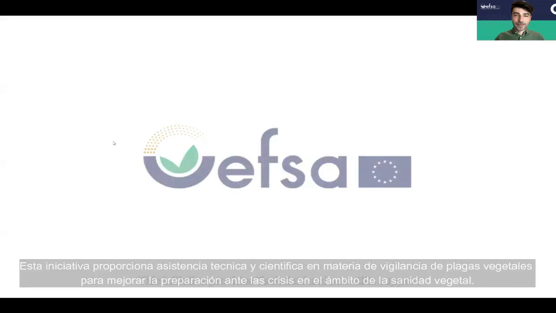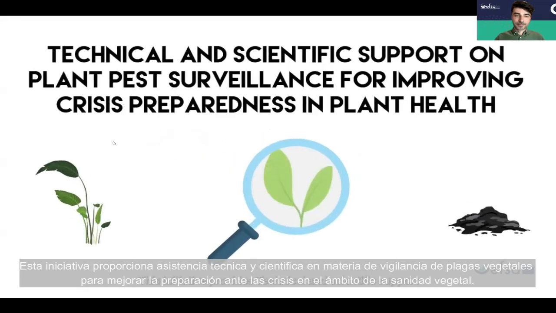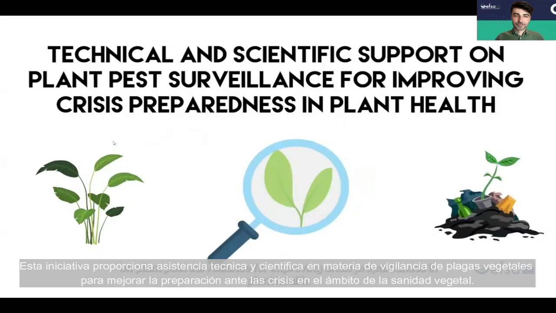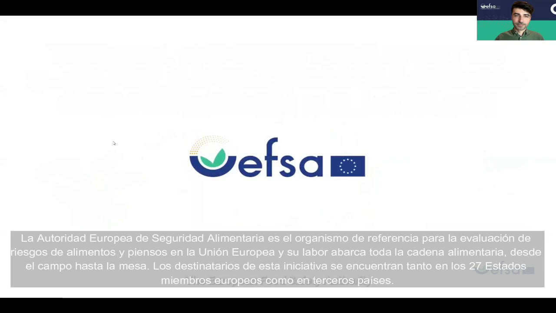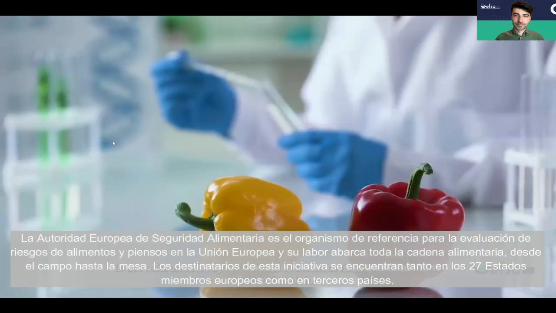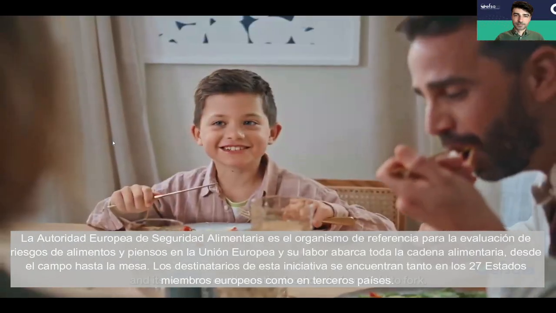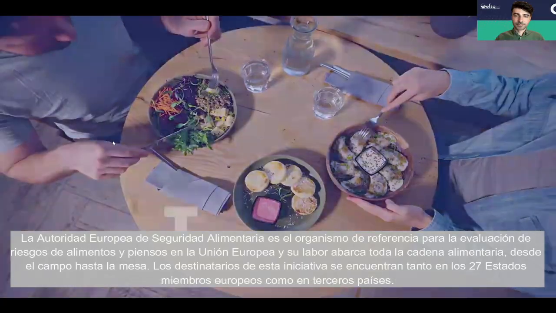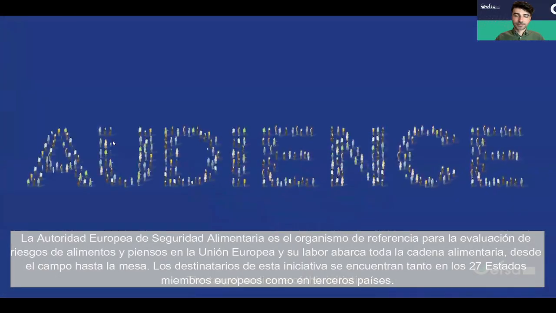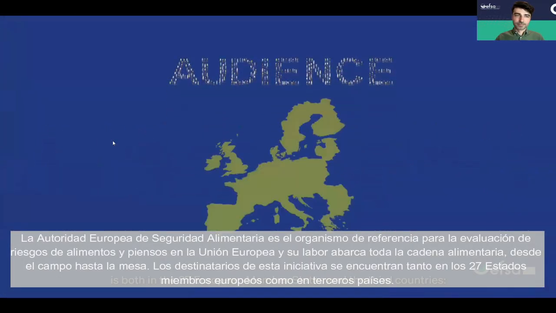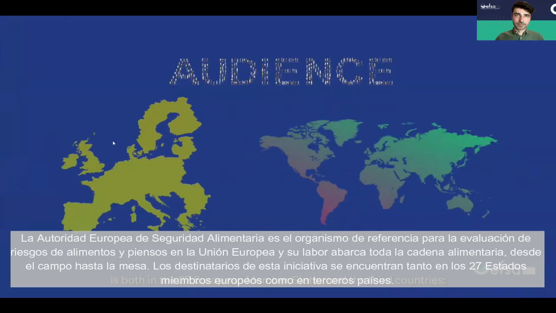This initiative provides technical and scientific support on plant pest surveillance for improving crisis preparedness in plant health. The European Food Safety Authority is the reference body for risk assessment of food and feed in the European Union, and its work covers the entire food chain, from field to fork. The target audience of this initiative is both in the 27 European member states and the third countries.